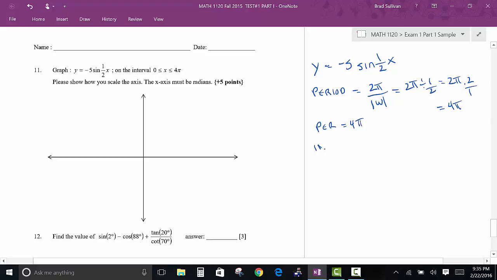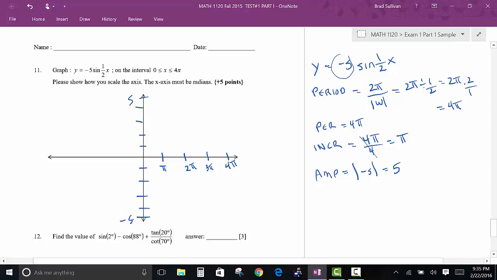Next step is to find the increment. The increment, you always take the period and divide by 4. So you'll get pi as the increment. So when we do this increment, we're going to just count by pi. So it's pi, 2 pi, and then 3 pi, and then 4 pi like that. Okay, now we have an amplitude. The amplitude on this is the absolute value of negative 5, or 5. So that means that we need to make the y-axis go up to 5 to incorporate the amplitude.